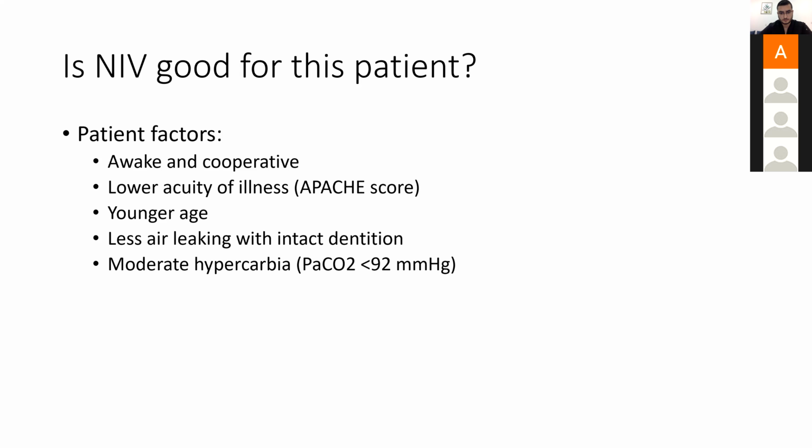Moderate hypercarbia, meaning that the CO2 is not very high. It is increased, but if it is less than 92, there is more chance that the patient will respond to the treatment. But if it is higher than that, it is unlikely that the response will be enough. Also, moderate acidemia. If the pH is less than 7.1, probably the patient is not appropriate for NIV, and you would probably go directly to intubation.